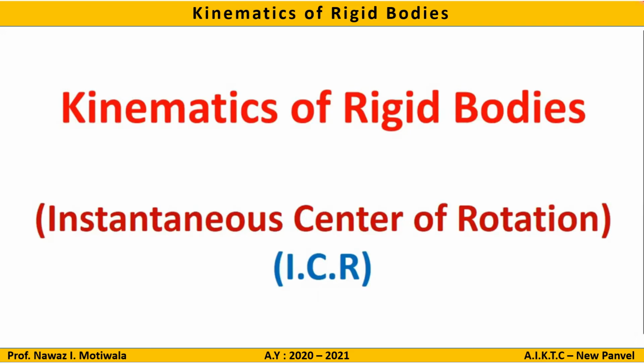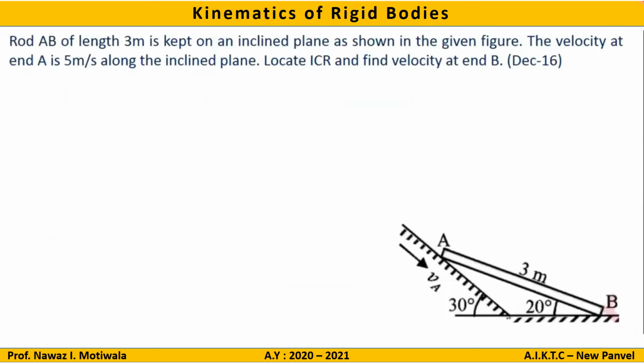So let us start with the first problem, which says: rod AB of length 3 meters is kept on an inclined plane as shown in the given figure. We are given the velocity at end A as 5 meters per second. Locate ICR and find the velocity at end B.